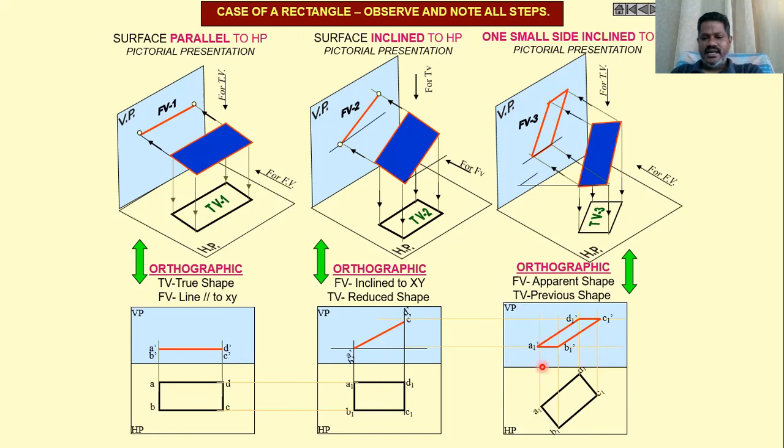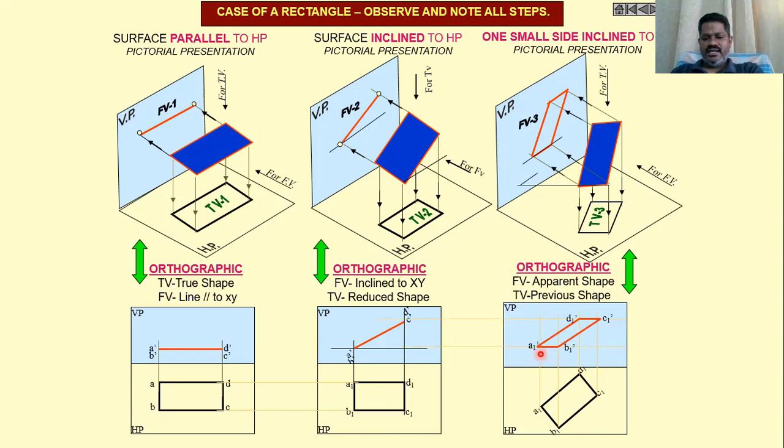I'm projecting A dash to the top, then A1 here and A dash here. We will get A1 dash, B1 and B1 dash. We will get one more point here. As you can see, project all these points, A1 dash, A dash and A1 dash.